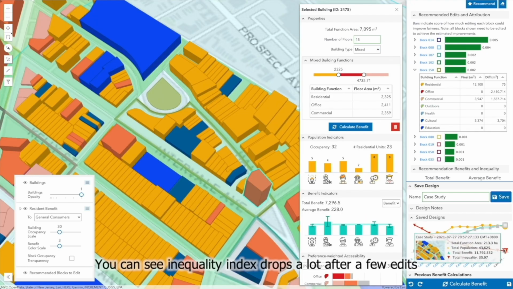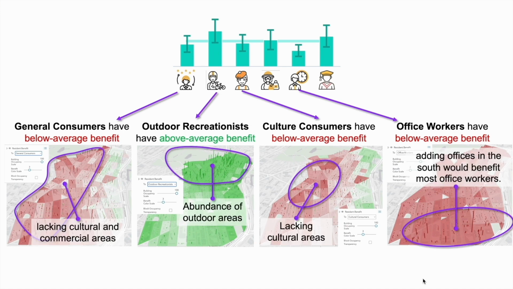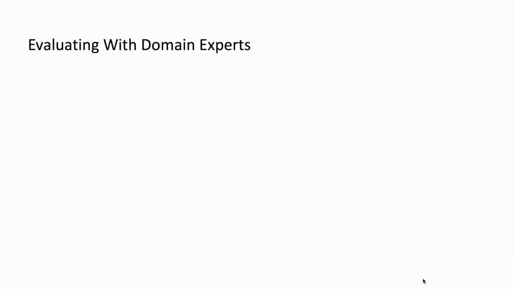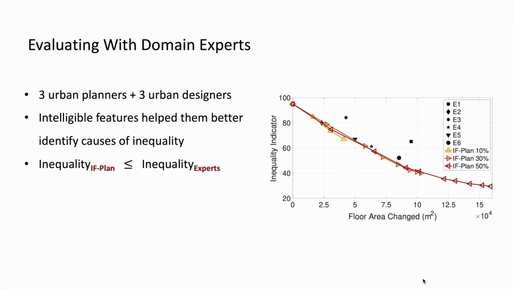You can see inequality drops a lot after a few edits. Finally, we identified causes of inequality for 6 resident types. We evaluated the usefulness of each city with 3 urban planners and 3 urban designers. We found that our intelligible features help them better identify causes of inequality. In mitigating inequality, our recommendation algorithm, if applied, achieves lower inequality score than human experts.